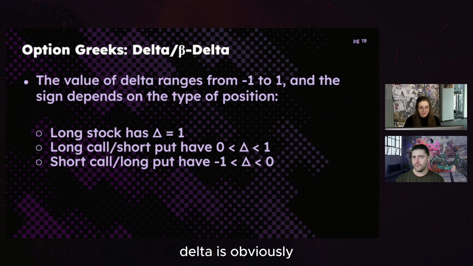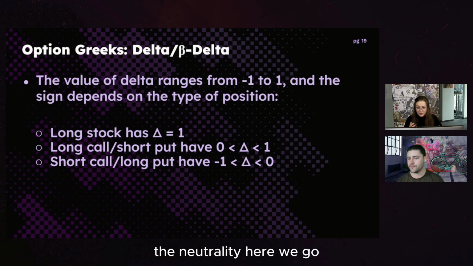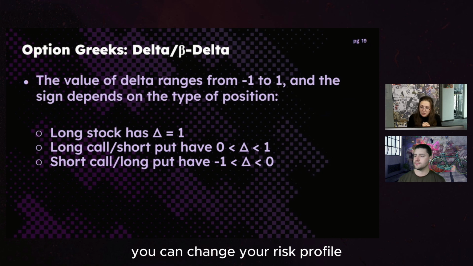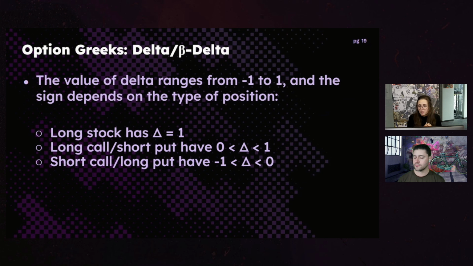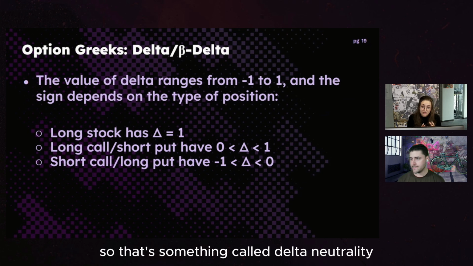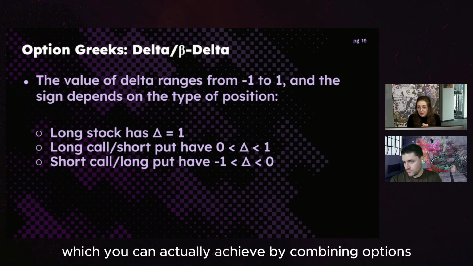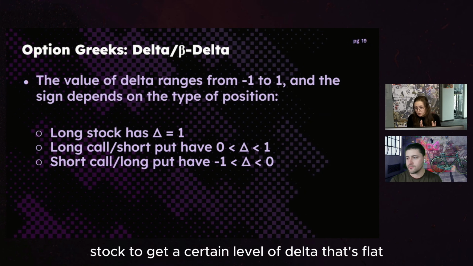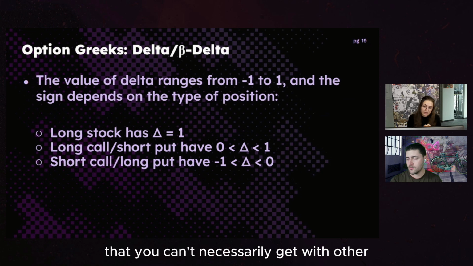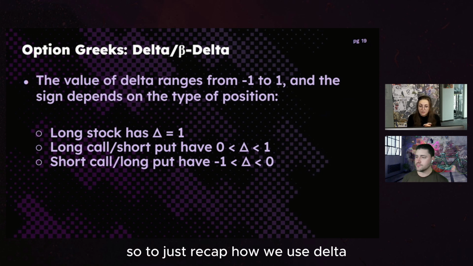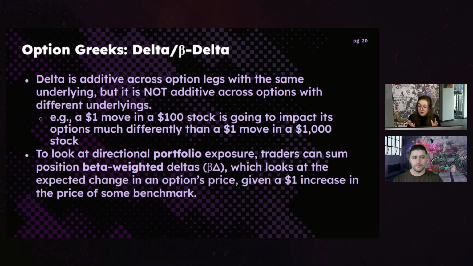And so delta is obviously going to be very important for constructing certain positions, but it's also going to be important for actually building portfolios and combinations of strategies, because delta neutrality comes with several benefits. You can change your risk profile such that you have the potential to profit or lose, right? You have risk without having directional exposure. So that's something called delta neutrality, which you can actually achieve by combining options or long and short stock to get a certain level of delta that's flat, which is a really interesting strategic capacity that you can't necessarily get with other types of instruments.